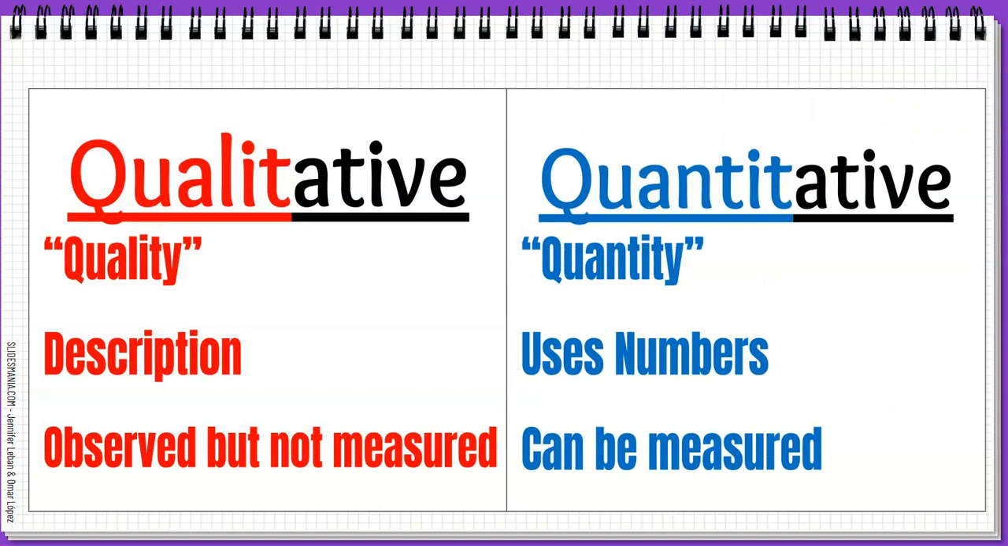On the left here, we have qualitative. Qualitative is like, think of quality. It's a description. It's observed, but not necessarily measured. Then we have quantitative. And in quantitative, we have that word quantity. It uses numbers and can be measured. So when you're thinking about qualitative and quantitative, think about the words quality and quantity.